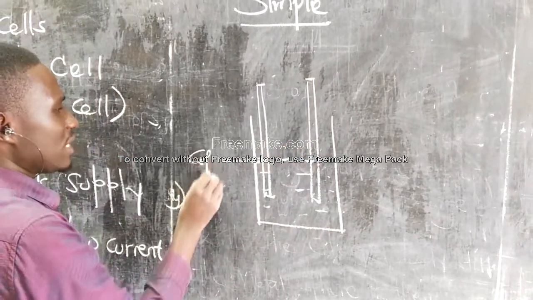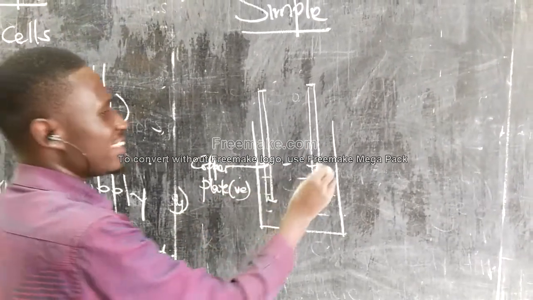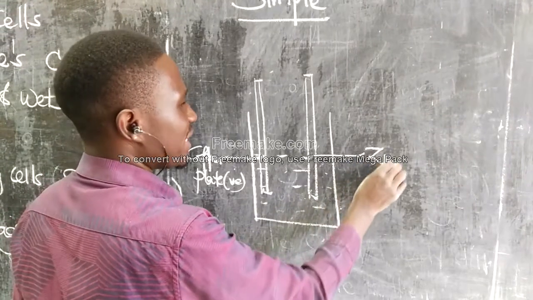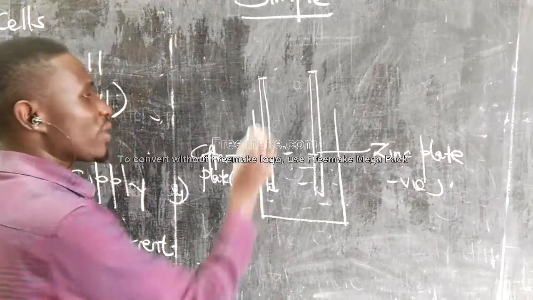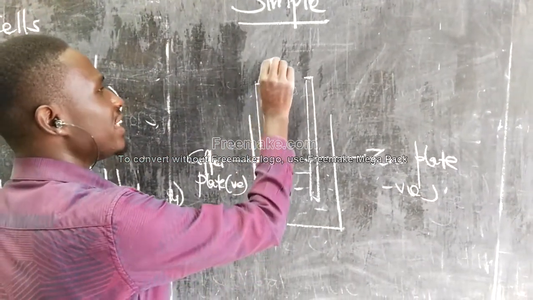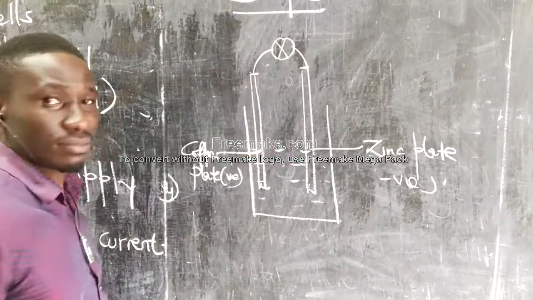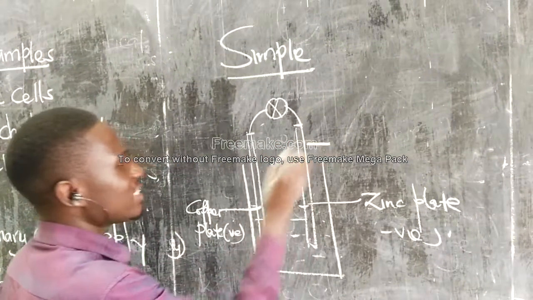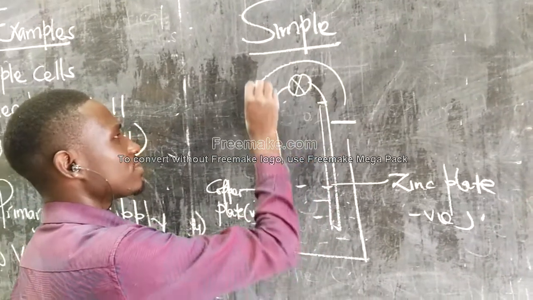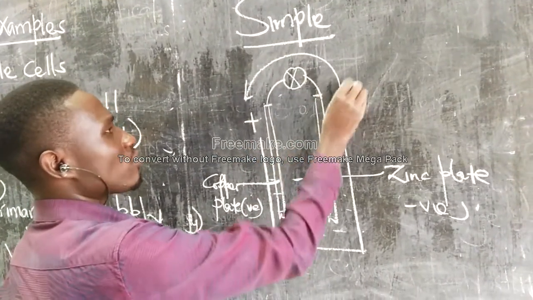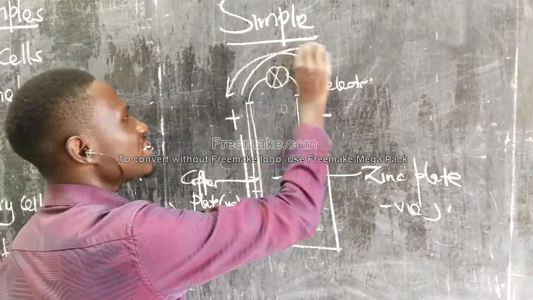One is a copper plate, which is positive. And then another one is a zinc plate, which is negative. So we are going to join these 2 using a wire. Maybe we can put a bulb here. This is a negative, this is a positive. Remember, electrons flow from negative to positive. These are electrons. Then current flows from positive to negative.